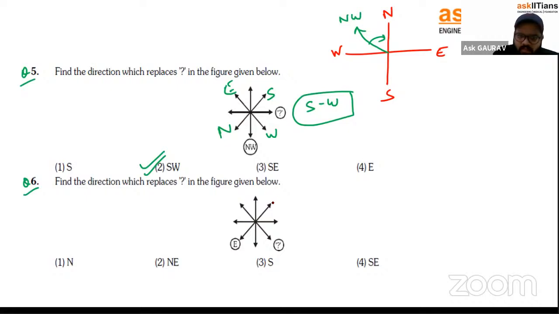This is east. So opposite to east is west. If you move clockwise direction from west, clockwise you have north. So clockwise is this one. You will have north. So the answer is north. Which option? Option A. North, right?